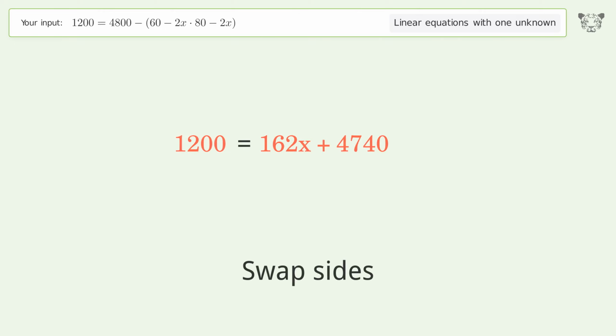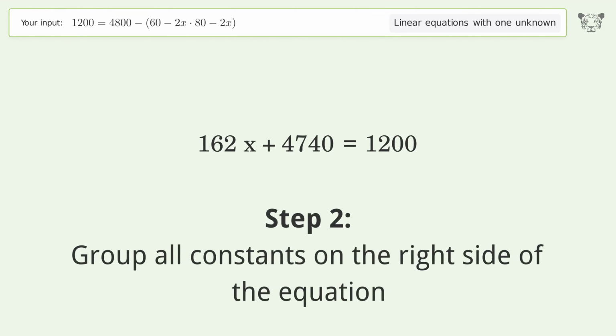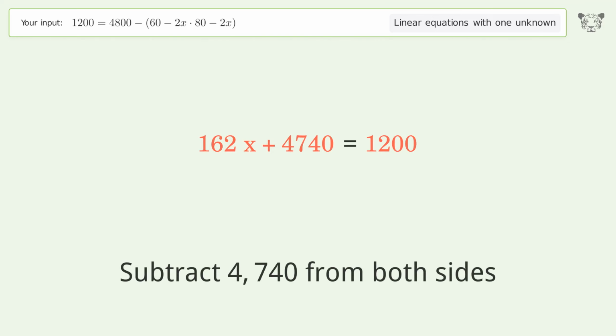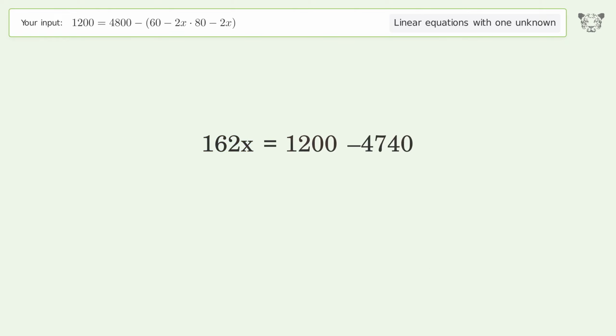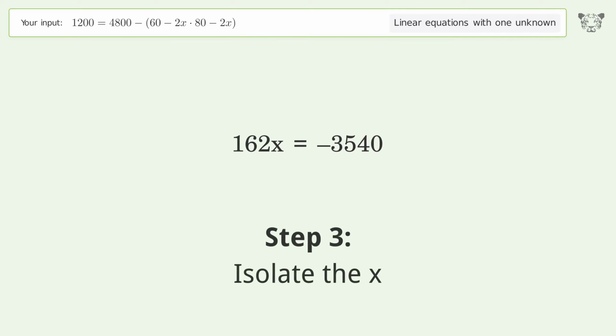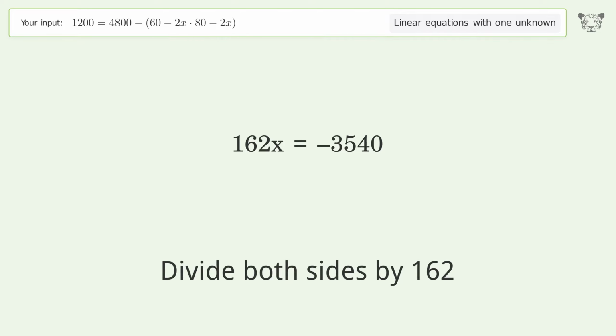Swap sides. Group all constants on the right side of the equation. Subtract 4,740 from both sides. Simplify the arithmetic. Isolate the x. Divide both sides by 162.